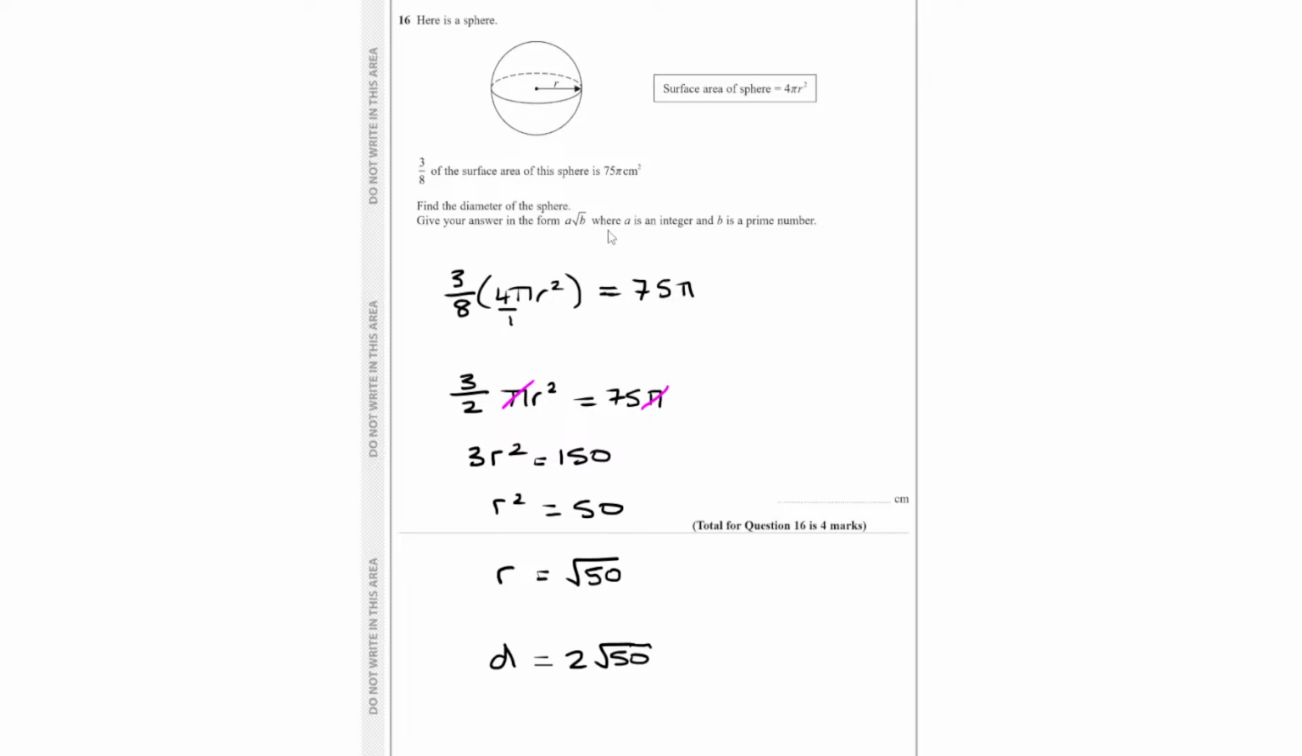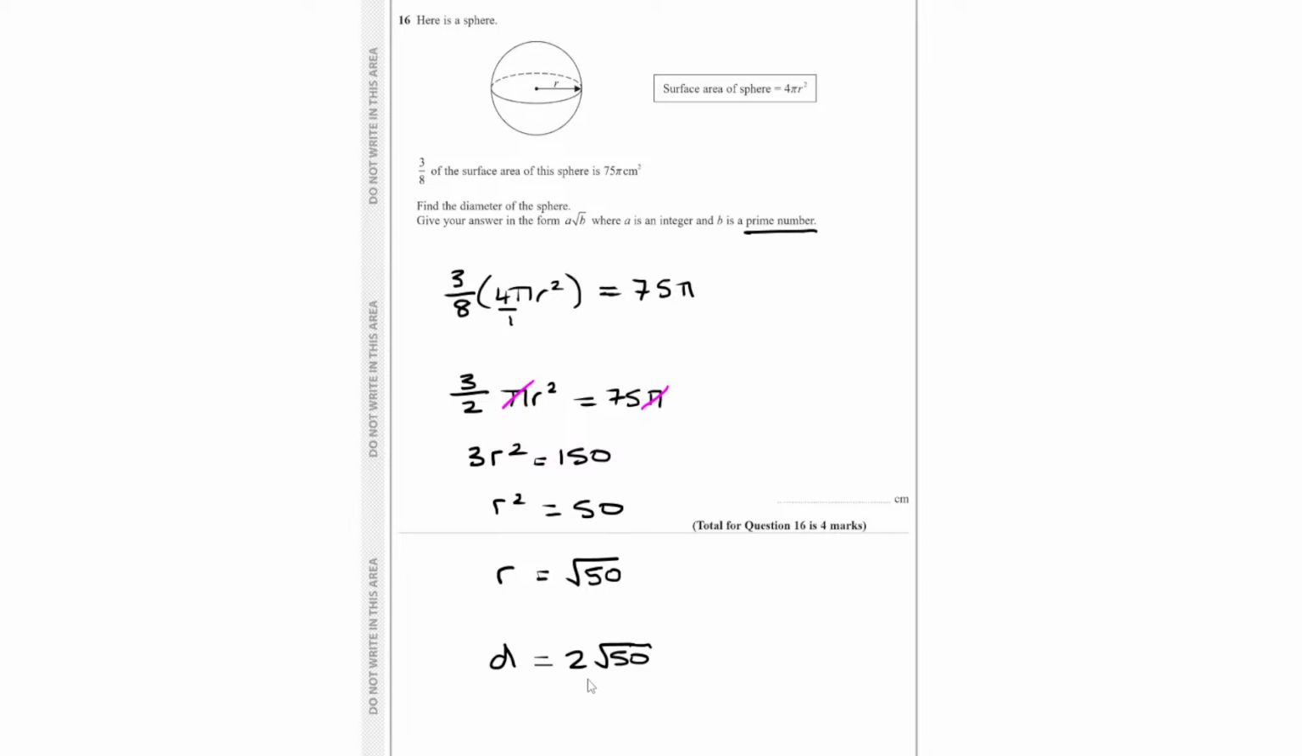Now, the last thing though is double check. Let's see what they said. Give your answer not only in the form a root b, which we've got, but they said specifically that a is an integer, so whole number, that's fine, and b is a prime number. As you can see, 50 is not a prime number, is it? That's just telling me that I need to simplify my surd further.